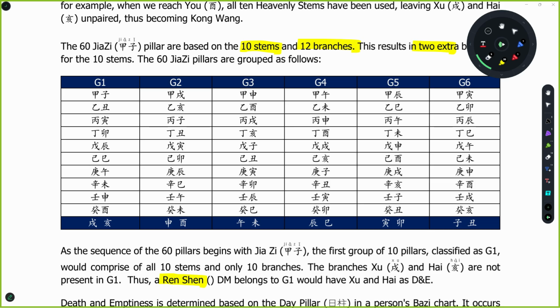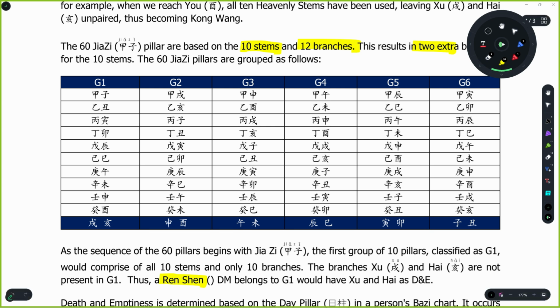Alright. So let's just go around. Day master plus your branch. Correct. Your pillar, your day pillar. G6. So G6 it is. Okay. Alright. So we do have a few on G1, G5, G6. So there's a bit of an affinity.